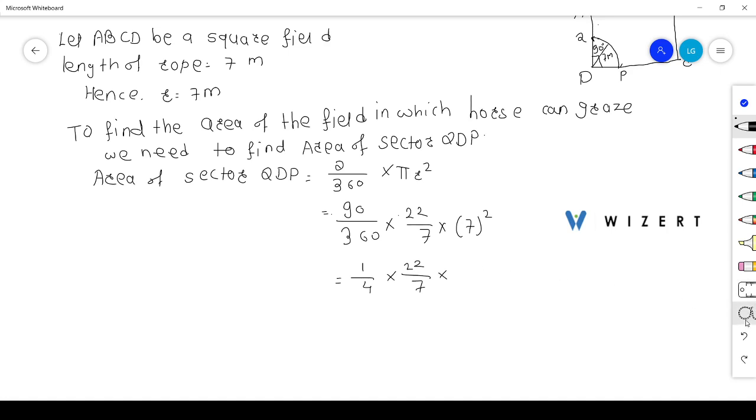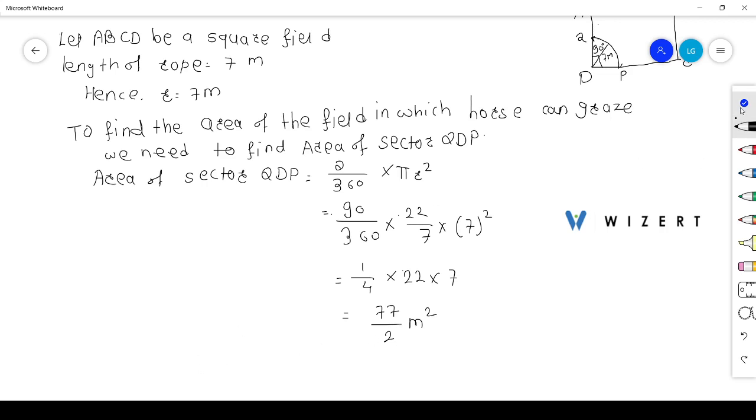Here, after 1 this 7 cancel, so there will be 22 into 7. Now we can divide by 2 to 22 and 4, so there will be 11 into 7 by 2, that is 77 by 2, and it is in square meters.